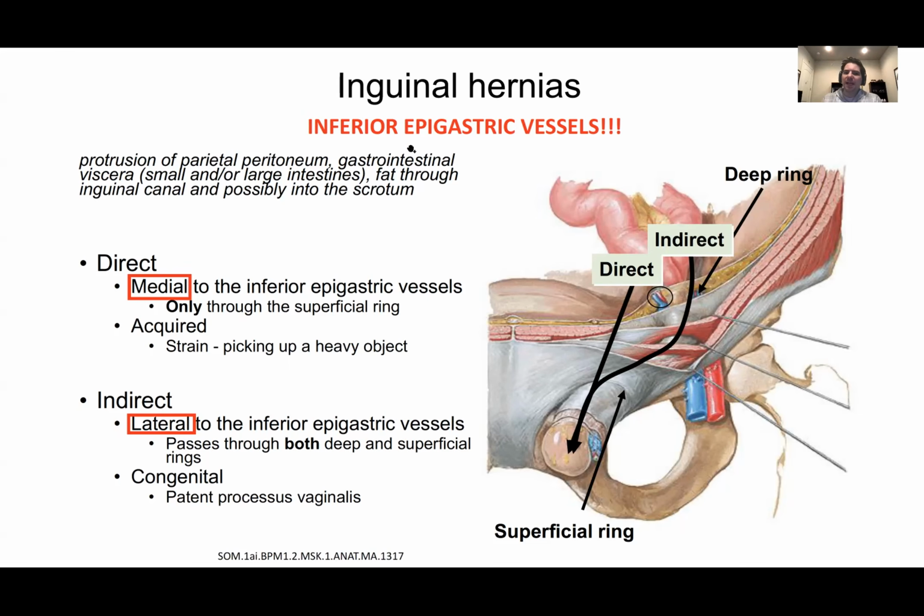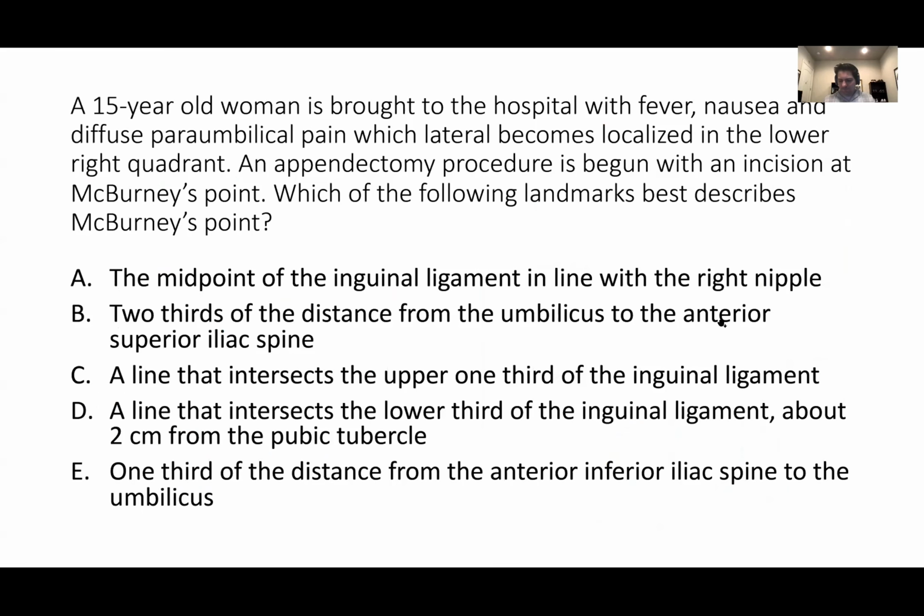So remember, they can ask you whether it comes out laterally to the inferior epigastric vessels, or whether it comes out medial to it. It's a good way to tell the difference. Also, direct hernias are typically some sort of mechanical injury, some sort of strain, whereas indirect hernias are usually congenital, like a patent processus vaginalis, right? But again, since it's indirect, it has to take a longer route. It passes through both the deep and the superficial rings. So make sure you keep those in mind. Try this one.